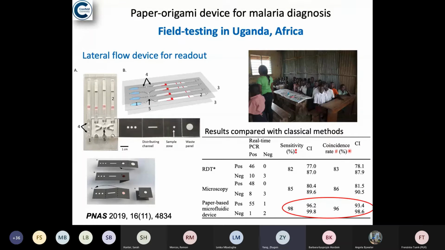So we developed a new paper folding and unfolding device, validated the results in the laboratories, and went to Uganda in Africa to test for malaria with a local primary school. We found that our Paper-Origami device shows promising sensitivity and specificity compared to the conventional method.